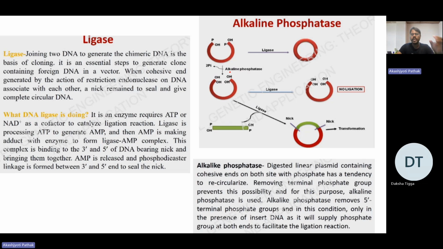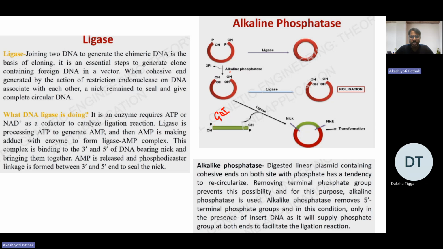The two ends of your plasmid are getting joined again. So if you do not want that self-ligation to occur, you have to treat it with alkaline phosphatase so that there will be no self-ligation. So you see here, this is your gene of interest, and you want to clone your gene of interest in the vector.